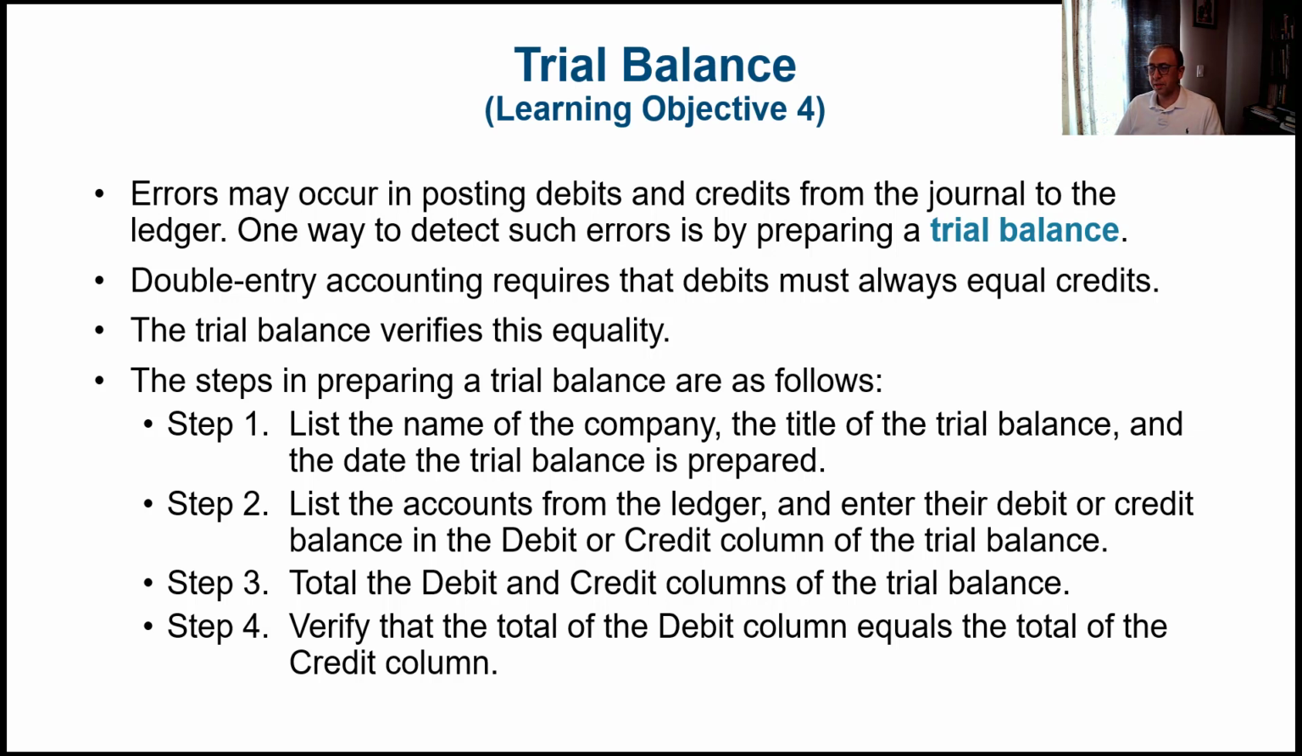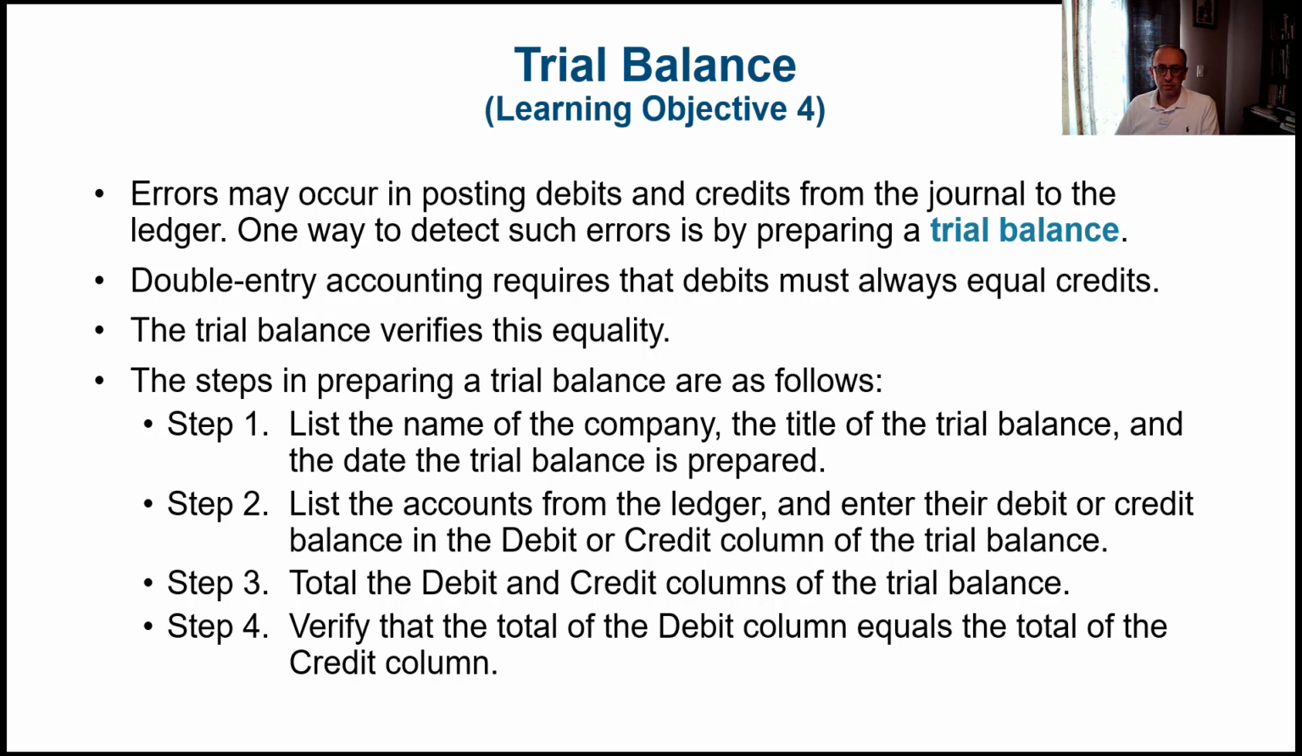So the trial balance is very simple. It has only 3 or 4 columns. One column for the account name, another column for the account number or the code, and then 2 columns, one for the debit and one for the credit. And that's how simple it is.